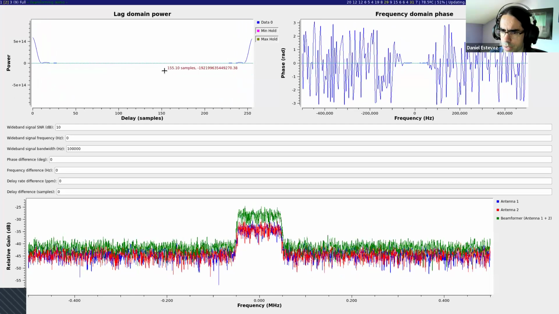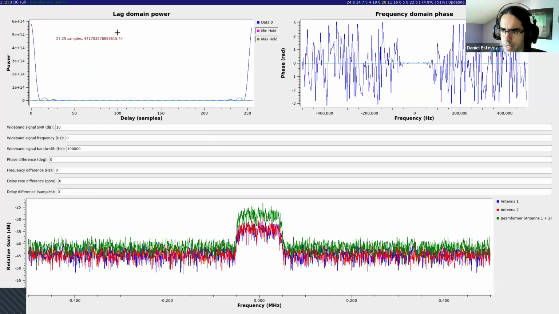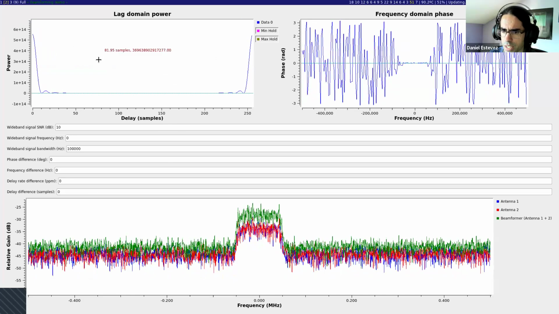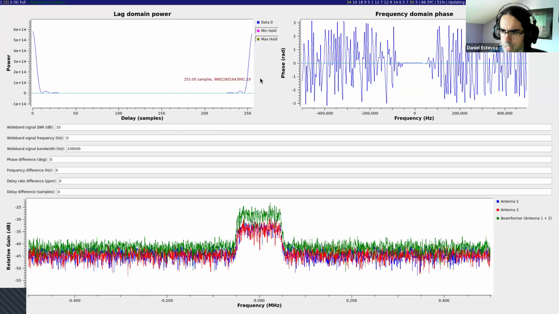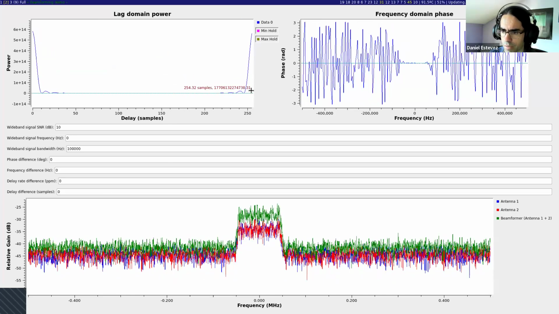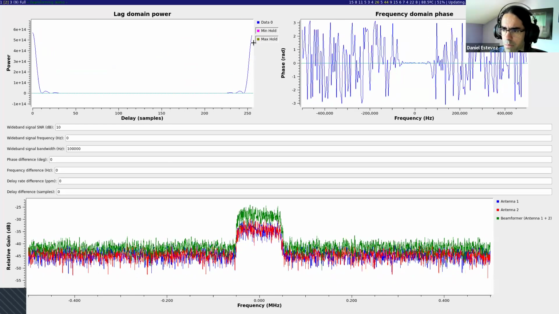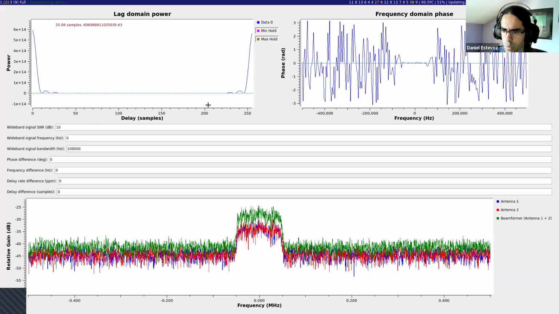Also, maybe with auto scale, we can see that there is a peak. It is on the two edges, and the reason is we need to think about this plot as this edge being glued to this one. So this delay, it says 256 samples. It also needs to be interpreted as -1 sample, -2 samples, and so on. So this is supposed to be periodic.